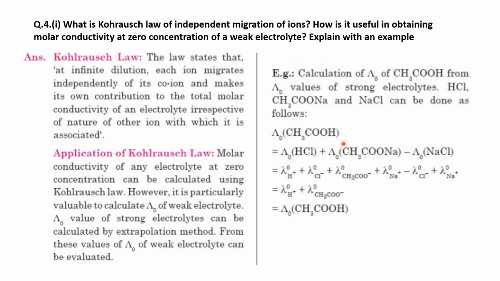So lambda 0 of CH3COOH is equal to lambda 0 of HCl plus lambda 0 of sodium acetate minus lambda 0 of NaCl, which can be written as lambda 0 of H+ plus lambda 0 of Cl- plus lambda 0 of CH3COO- plus lambda 0 of Na+ minus lambda 0 of Cl- minus lambda 0 of Na+, which is equal to lambda 0 of H+ plus lambda 0 of CH3COO-. The remaining terms Cl- and Cl- cancelled, and Na+ and Na+ cancelled. So what is remaining is lambda 0 of H+ plus lambda 0 of CH3COO-, that is equal to lambda 0 of acetic acid.